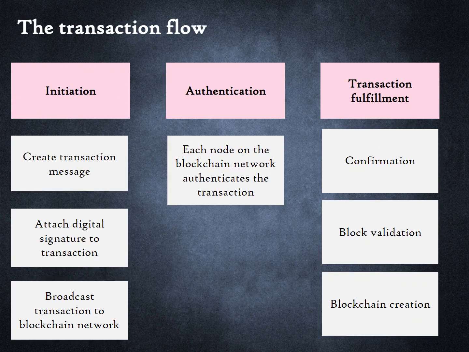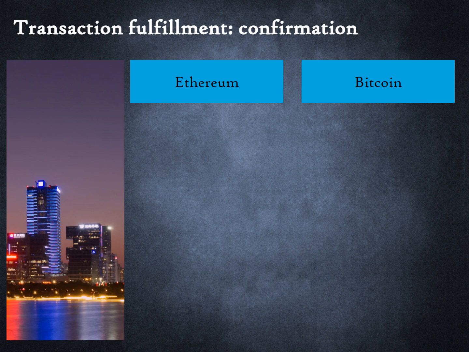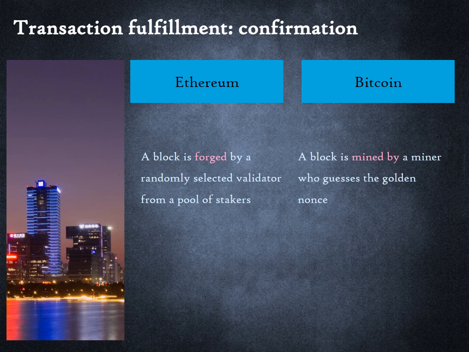In the final section of this lesson, we summarize how transaction fulfillment varies between Bitcoin and Ethereum. We will begin with confirmation. In the confirmation step, in Ethereum, a block is forged by a randomly selected validator from a pool of stakers. In Bitcoin, a block is mined by a miner who guesses the golden nonce. Next, we will compare the block validation step.